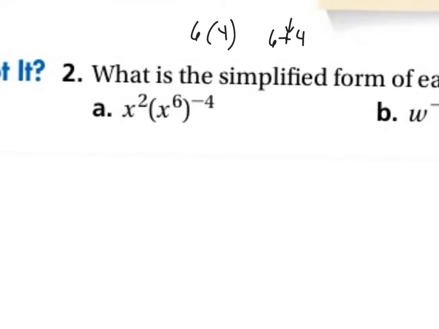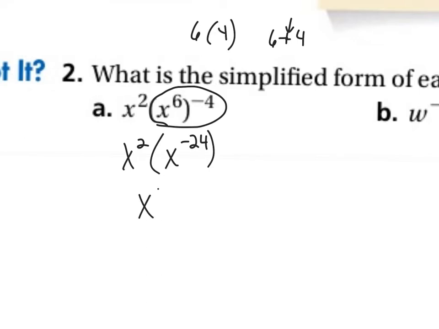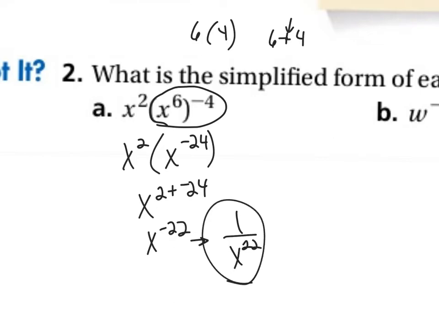So if you look at the Got It 2 Part A, we could go ahead and multiply those together. 6 times -4 would be -24. And then now we have that part in between. Multiplying like bases, we would add the exponents. So 2 plus -24 would be -22. We don't want a negative exponent in our answer, so that would be 1 over x to the 22nd power.